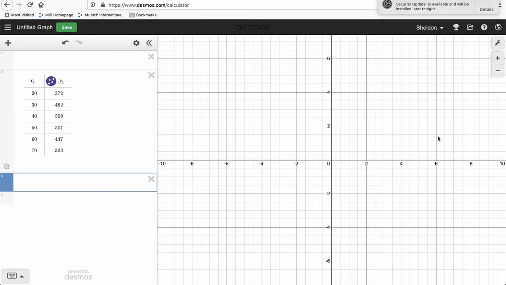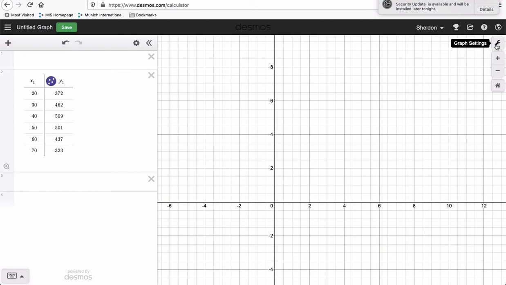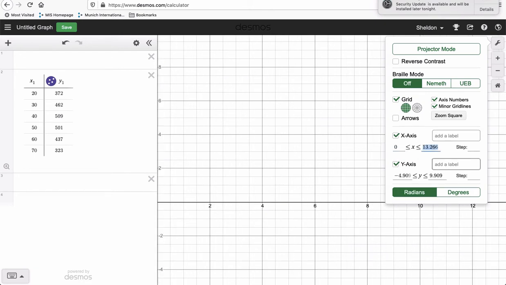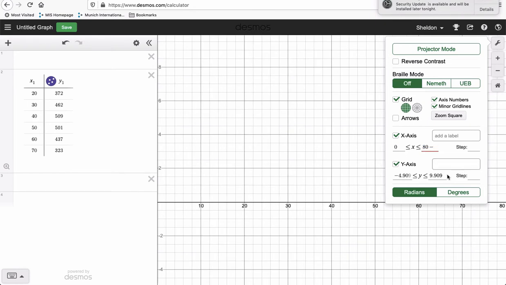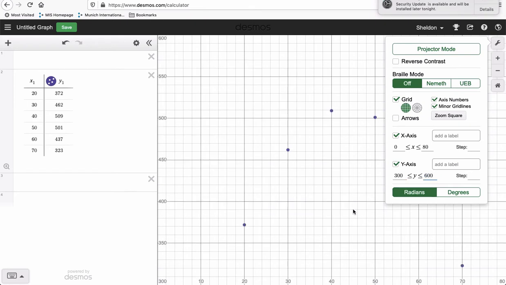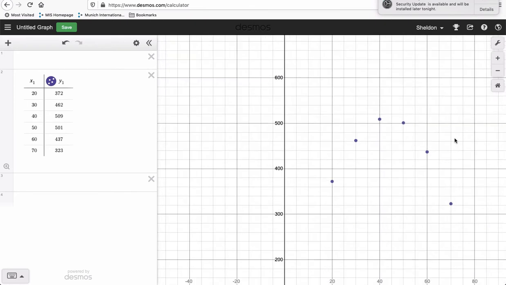Now I've got the points in there. You can't see anything right now because these points are quite large. You can go to this wrench up here and change the x-axis to go from maybe 0 to 80. And you can change the y-axis; we've got numbers going from the 300s to the 500s, so I'll go 300 to 600. Now we can see all the points, right?